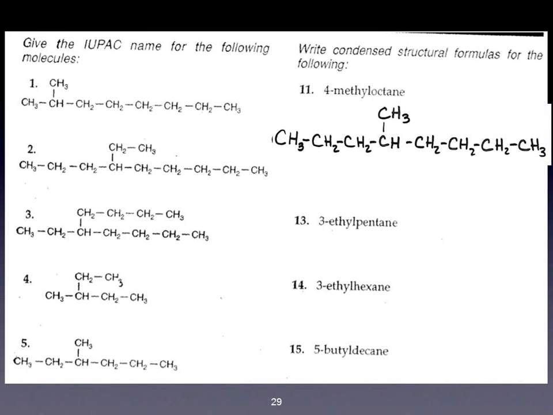Go ahead and pause the video now to practice naming the 5 structures on the left and to draw condensed structures for the 4 remaining molecule names on the right. Then when you unpause, you can check your answer with my key, which will appear in a moment. But make sure you pause now. Did you pause? Good.